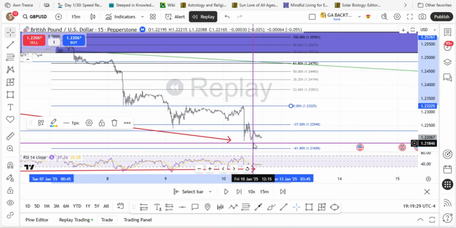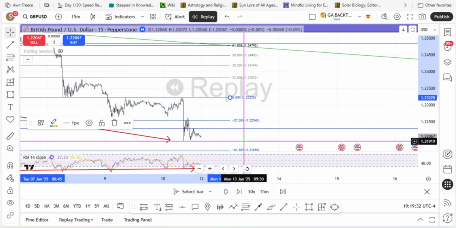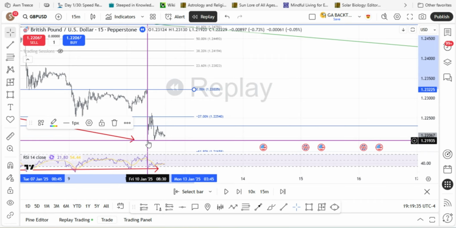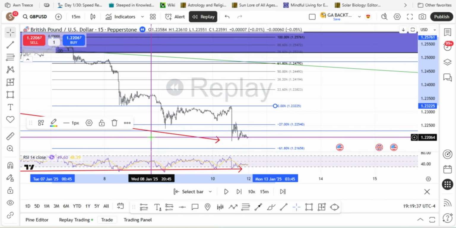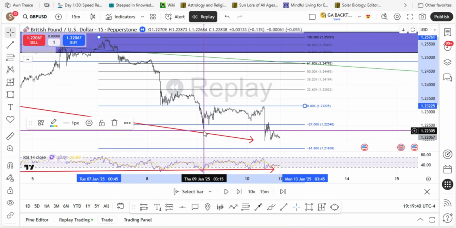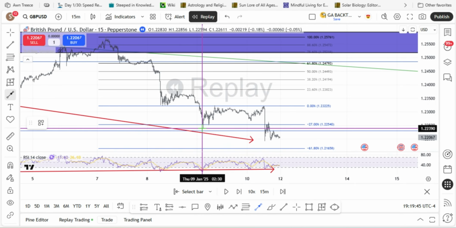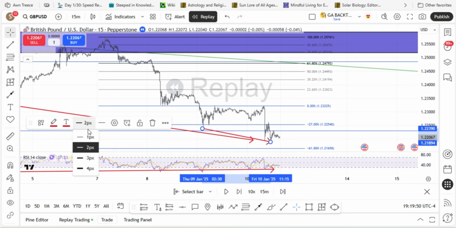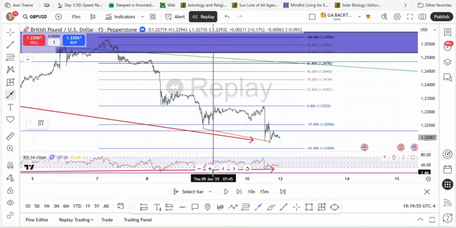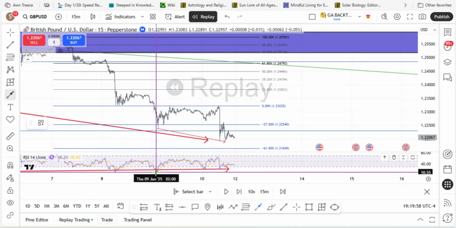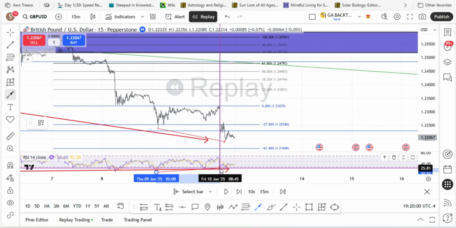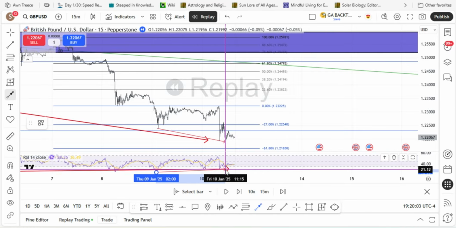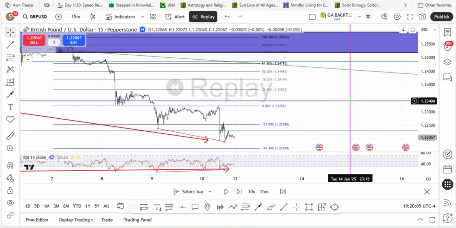On the 15-minute, there is divergence starting from here on down. Let's mark that off. I'll just make this smaller since it's smaller divergence. Up to there. All right.